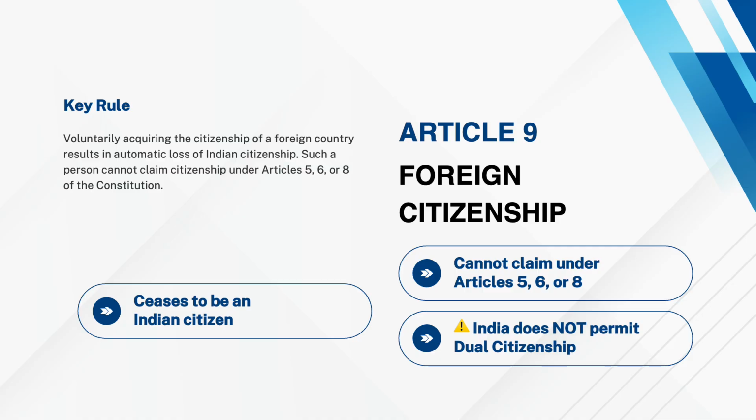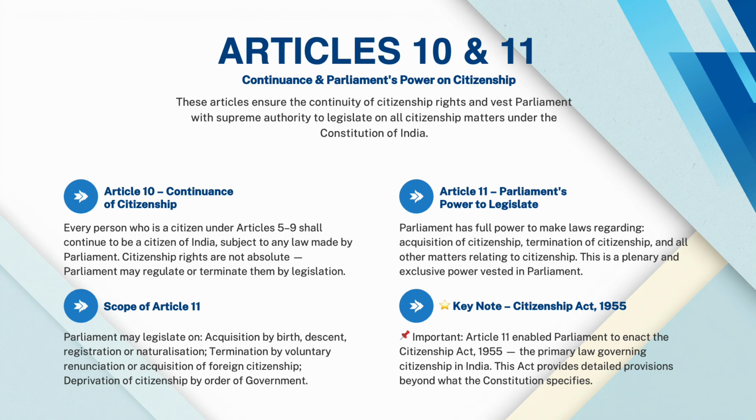Let's move on to Articles 10 and 11. Okay, I'll merge it together, but it's very easy to understand. Article 10 says that whatever we have discussed, Article 5, Article 6, Article 8, all these three categories of people, once they get citizenship, Article 10 is about continuance, which means you will continue to be a citizen of India. Okay, after you acquire the citizenship, you will continue to be a citizen of India, unless otherwise stated by the Indian Parliament.